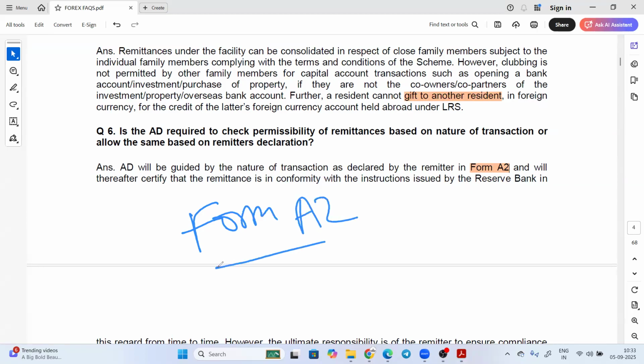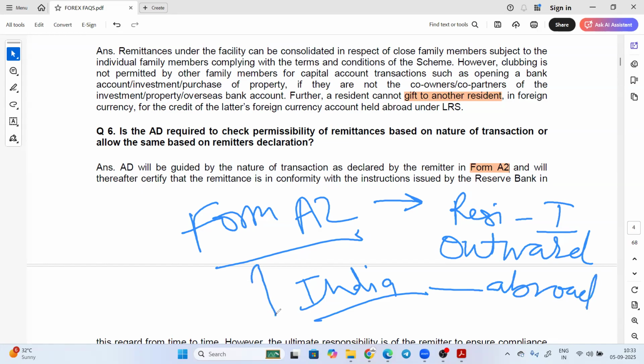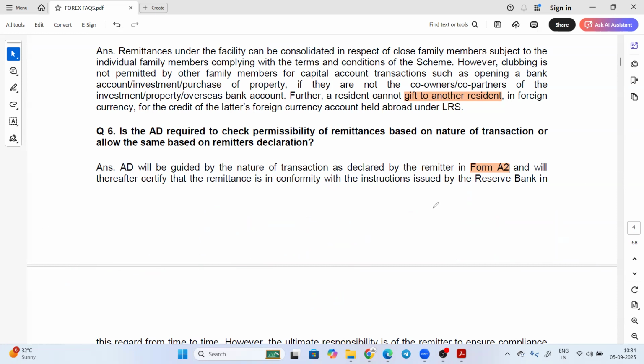You can write in the comment section. Form A2 is the form that will be submitted by the resident individual for making outward payment. Whenever any person in India wants to send money abroad, what they have to do is fill Form A2. It is applicable in all the banks. In all the banks, it is mandatory to fill Form A2 for sending the money abroad. By this form only, they can send the money abroad.